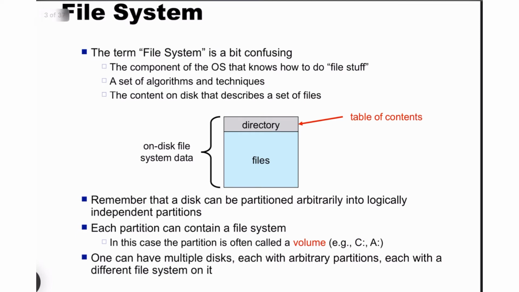Okay, the term file system is a little bit confusing. So it is the component of the OS that knows how to do file stuff. Okay, so para siyang secretary that knows how to organize folders, how to organize names, how to keep things properly. So our operating system is also called a manager, and the file system is one of its parts. So a file system is a set of algorithms and techniques, and the content on disk that describes a set of files.